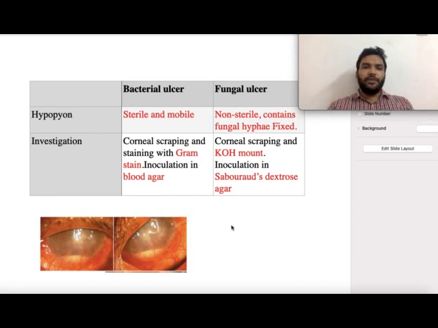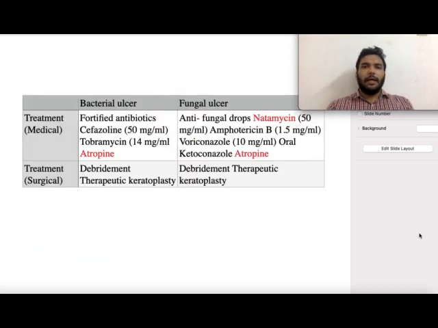And coming to the investigation, corneal scraping and staining with gram stain and blood agar inoculation can all be done. And specifically for each ulcer, they'll use specific agars that we can grow. In fungal corneal ulcer, it's KOH mount and Sabouraud dextrose agar, which you would have known in microbiology. Coming to bacterial ulcer treatment, it is mostly fortified antibiotics, cefazolin, tobramycin, and fourth generation fluoroquinolones like moxifloxacin.